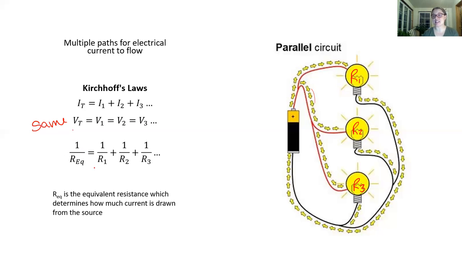Resistance, on the other hand, is a weird one, and it's a little tricky to explain. The equation looks strange. I'm going to give you another version of the equation in a little bit, but you'll see this is why we needed to know our fraction math. 1 over the total resistance, or the equivalent resistance, is equal to 1 over resistance 1, plus 1 over resistance 2, plus 1 over resistance 3. So the total resistance is inversely proportional to the sum of the inverses of the other resistances. I find this equation a little difficult to explain, but it's quite easy to work with.